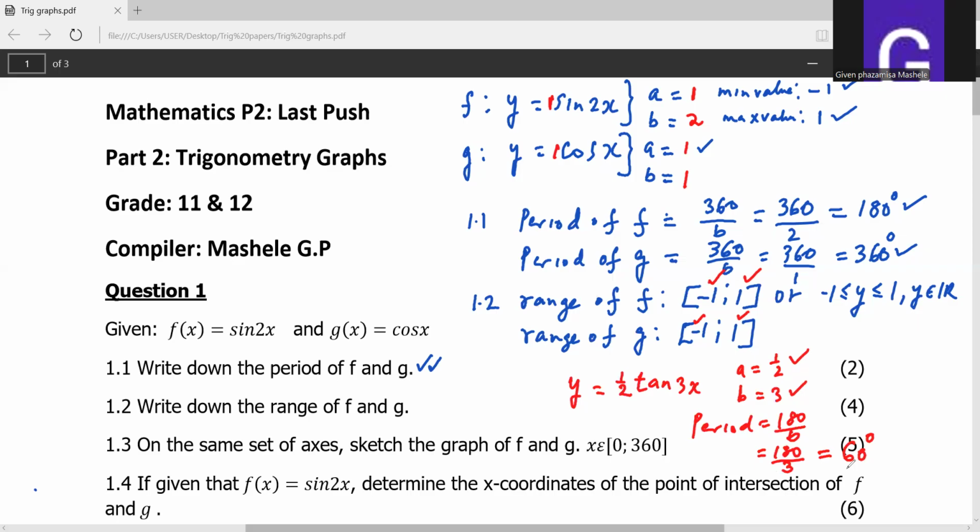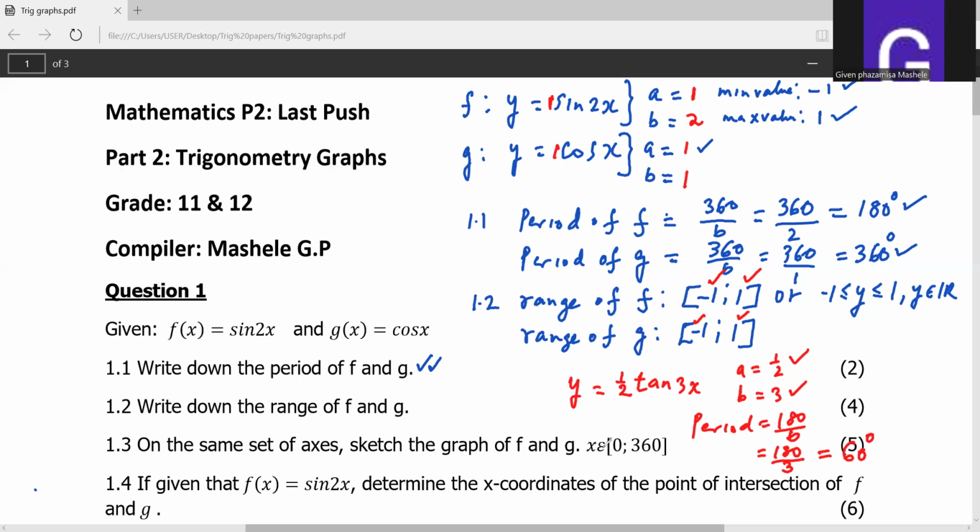It's very important to understand what you're actually doing. Remember, practice makes perfect. So that is the period of the function: 180 divided by 3 gives us a period of 60 degrees. It's not part of the question, I'm just adding it so that when you practice, you are able to understand. Now we have answered the first question and the second question. Now we can move on to the third question.